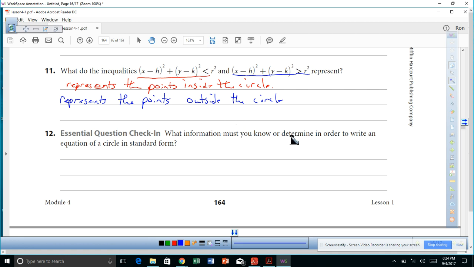Essential question, check in. What information must you know or determine in order to write the equation of a circle in standard form? Well, first you must know the center and its radius. You must know the center and the radius to write an equation of the circle in standard form. If only the center and a point on the circle are known, you can determine the radius from these 2 points. So you must know the center and its radius.